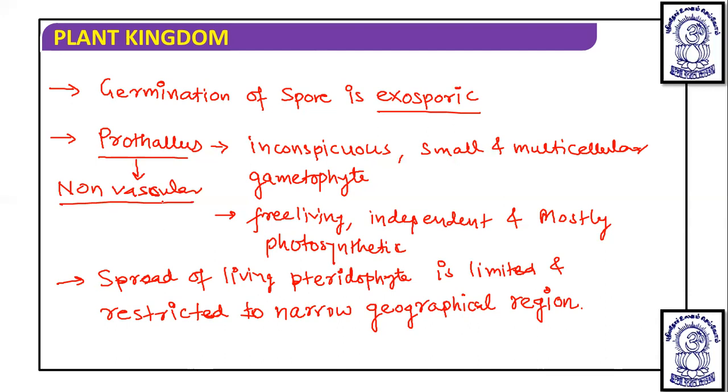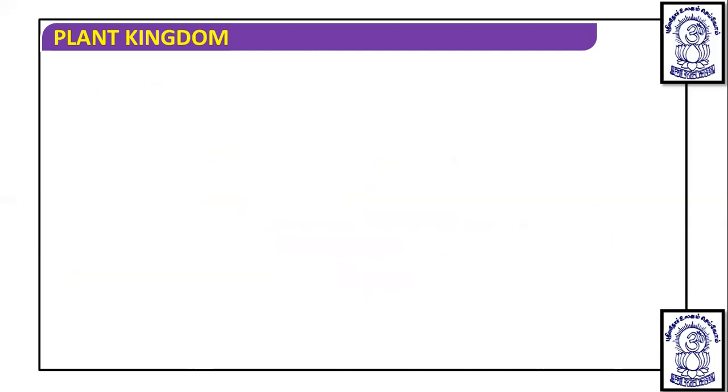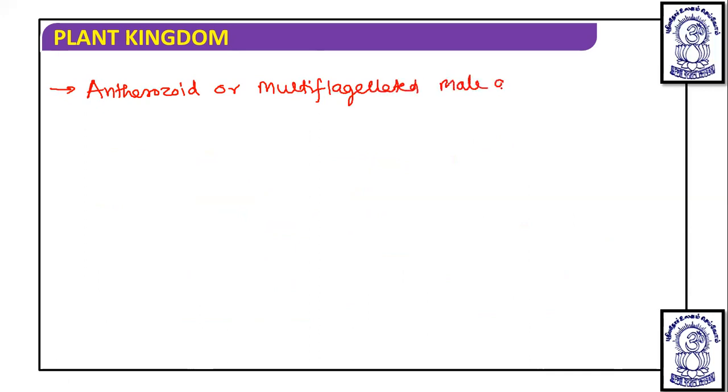Now, by understanding the life cycle, we can understand that the sex organs form on the gametophyte. The male sex organ is the antheridium, and the female sex organ is the archegonium. Antheridia produce male gametes and archegonia produce the egg cell. The antherozoids or male gametes produced by the antheridium are multiflagellated.